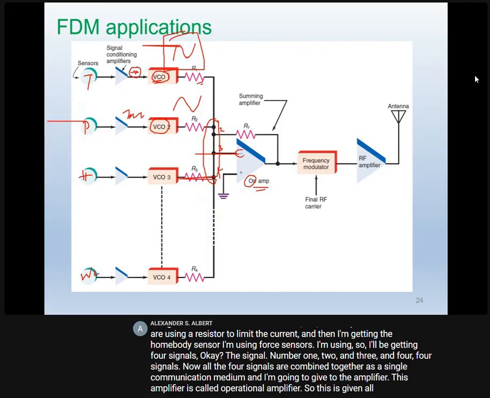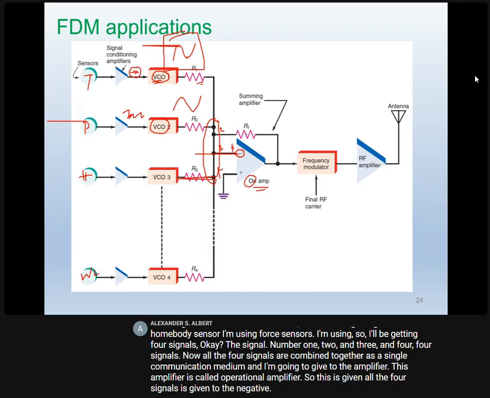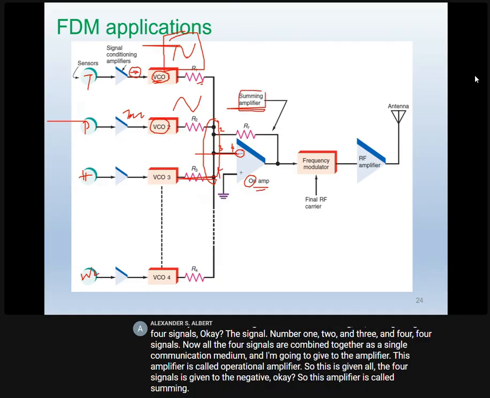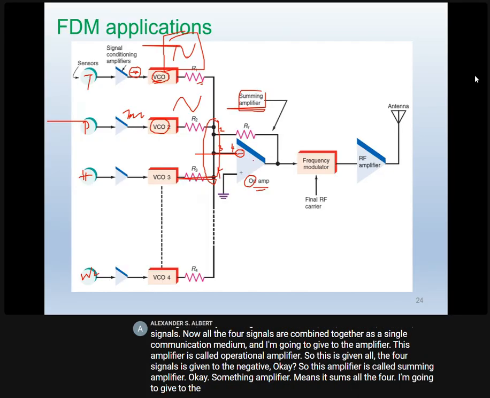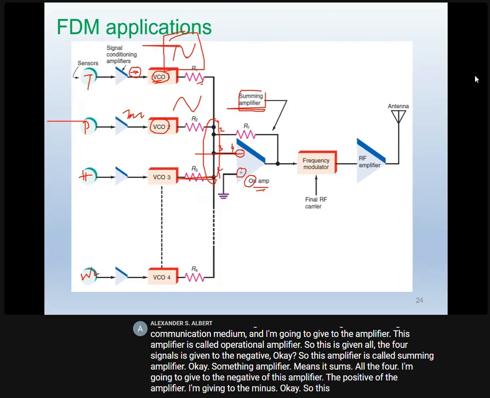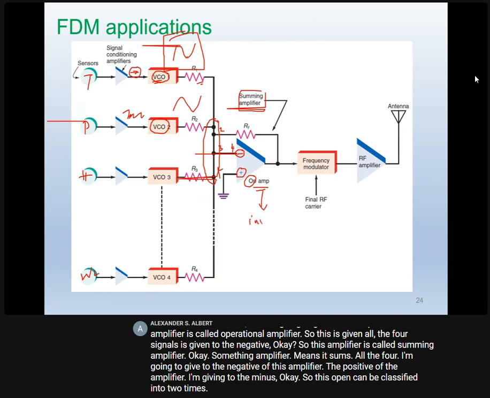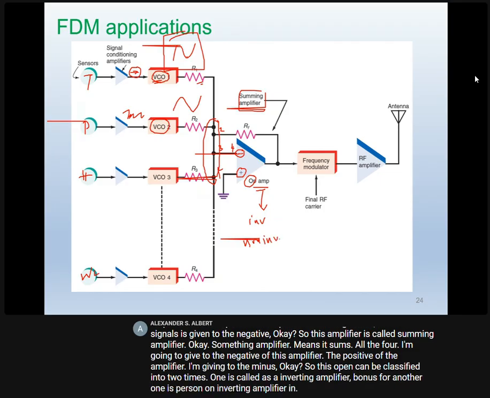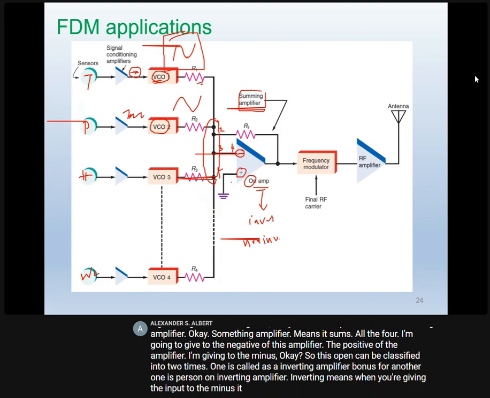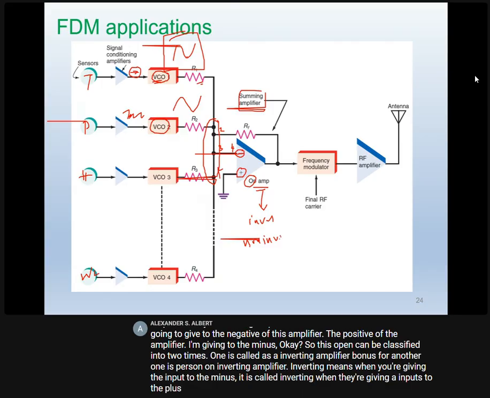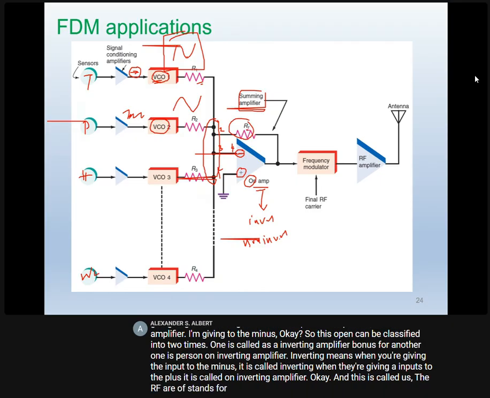All four signals are given to the negative input. This amplifier is called a summing amplifier, which means it sums all four. I give them to the negative of this amplifier, and the positive of the amplifier is grounded. This op-amp can be classified into two types: an inverting amplifier and a non-inverting amplifier. Inverting means the input is given to the minus; when the input is given to the plus, it is called a non-inverting amplifier. And this is called RF, which stands for feedback resistor. So this is the op-amp circuit.